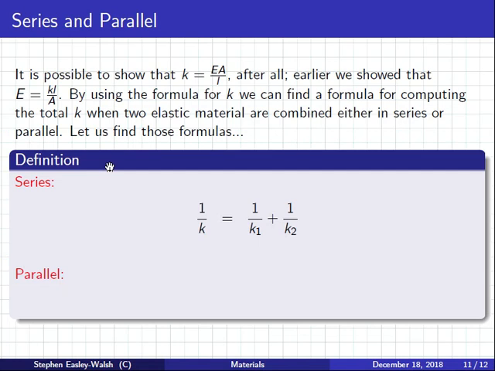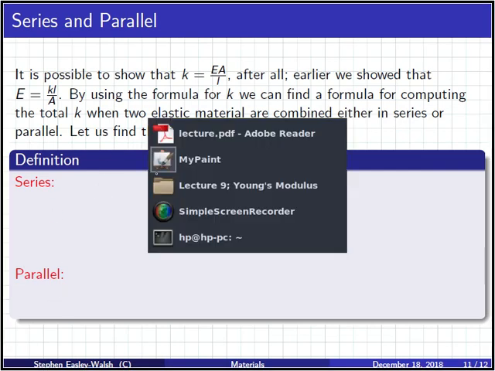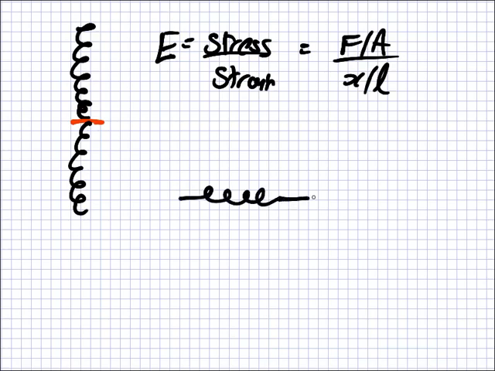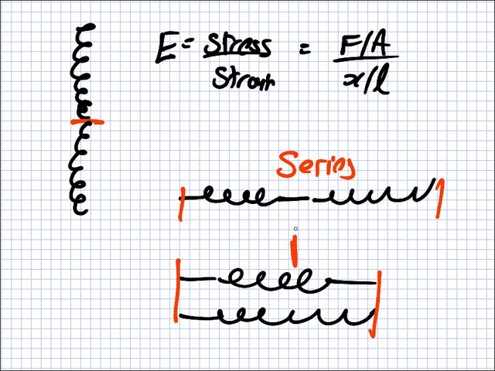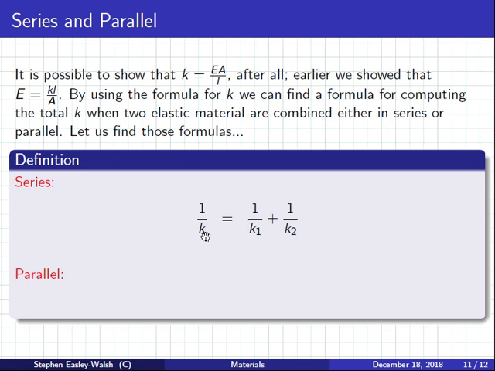So, there's two situations. You have series and parallel. Series means when you have the springs connected like this, and parallel means when you put the springs together like this to make a new spring. If you add them together like this, this is called series, and this one's called parallel. And when it's in series, the new K you can find using this formula: 1 over K equals 1 over K1 plus 1 over K2.